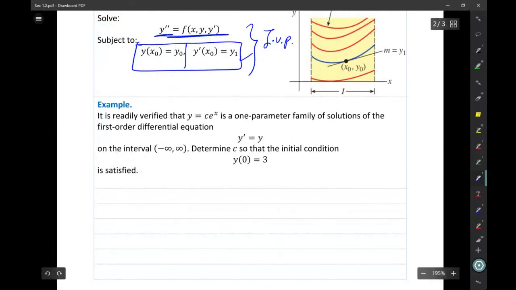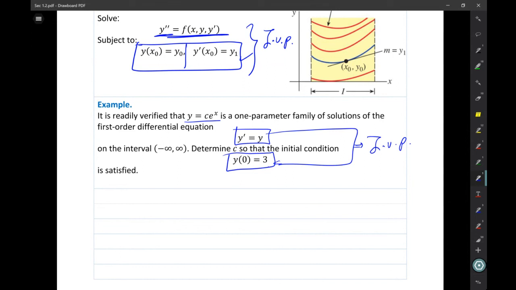It says: verify that y equals c e^x is a one-parameter solution to y prime equals y, where the condition is y of 0 equals 3. Both of them together are called an initial value problem, and this is the initial condition. Now, how will I verify?